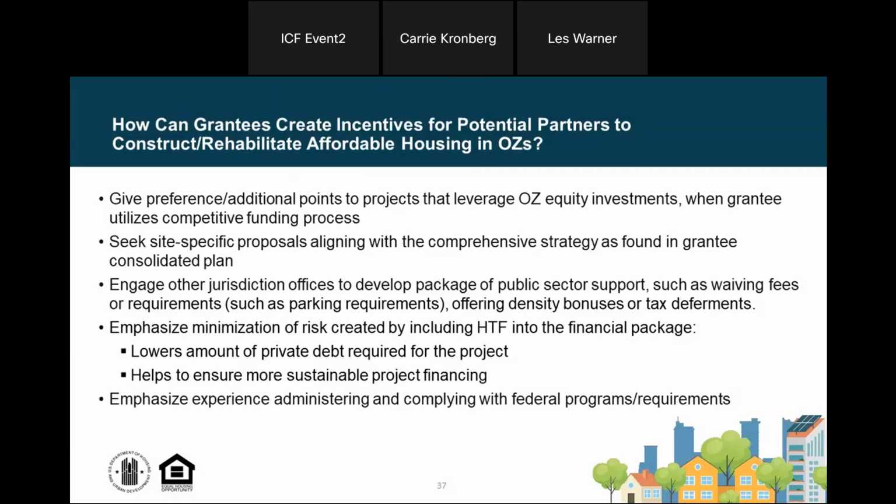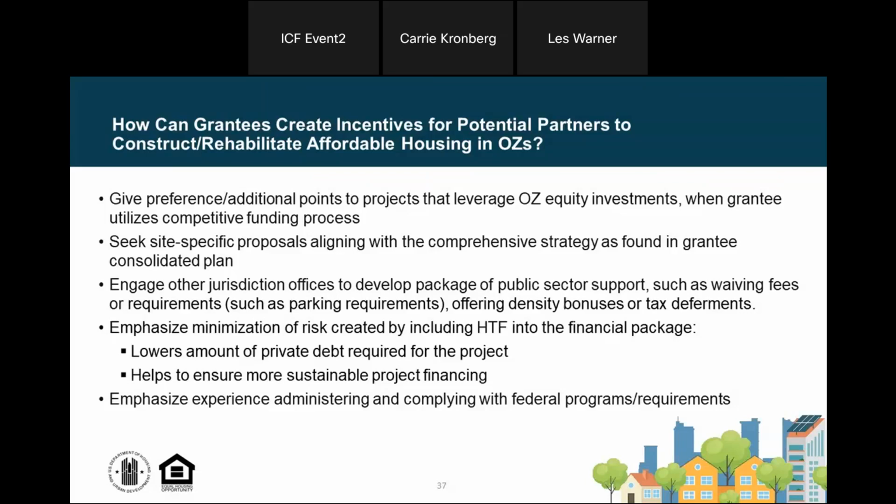If the grantee is lucky enough to have site control or has identified a willing owner and local government partner associated with a specific site in an opportunity zone, they might want to seek even site-specific proposals that align with the affordable housing investment opportunities identified in that comprehensive housing affordability strategy that's in the grantee's consolidated plan. So we talked about that in step 2 a little bit earlier.